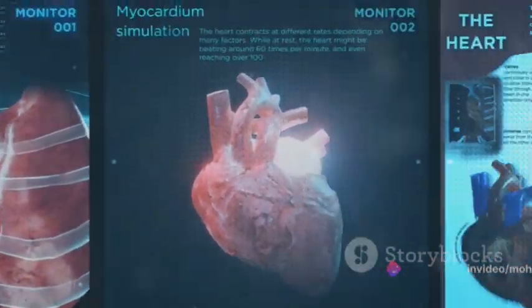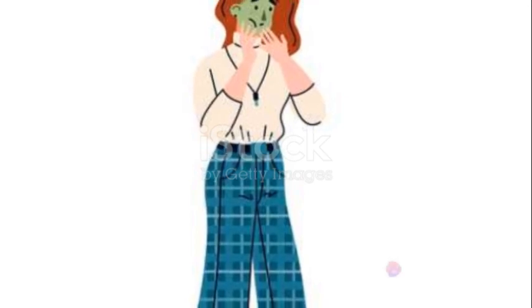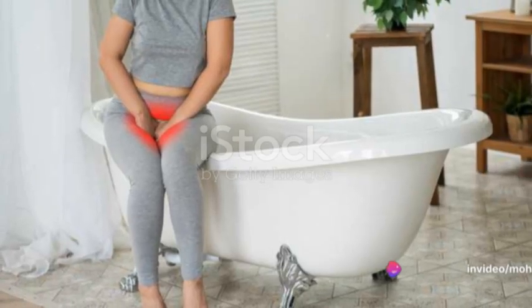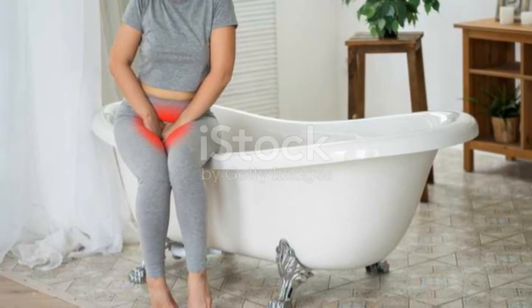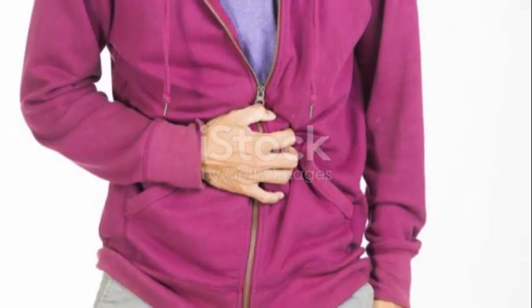Nausea and epigastric discomfort, or discomfort in the upper central region of the abdomen, can also occur. This can be mistaken for indigestion or other gastrointestinal issues. In fact, some people with IHD initially seek treatment for what they think is a stomach problem, only to find out later that the heart is the root cause.